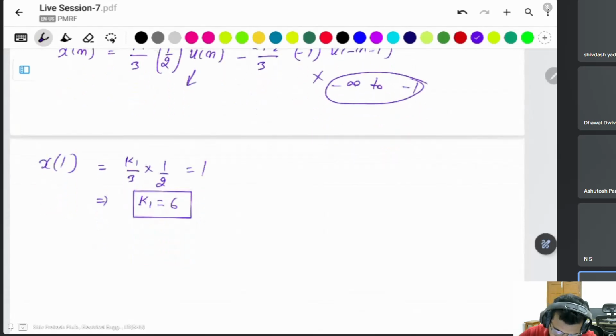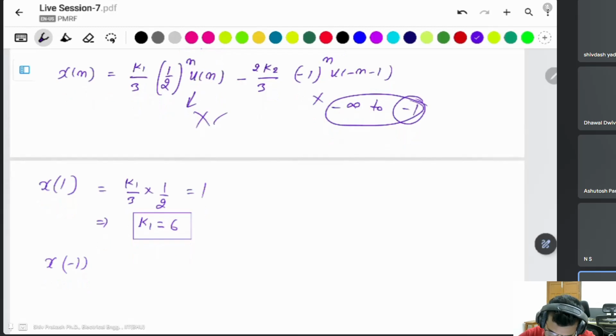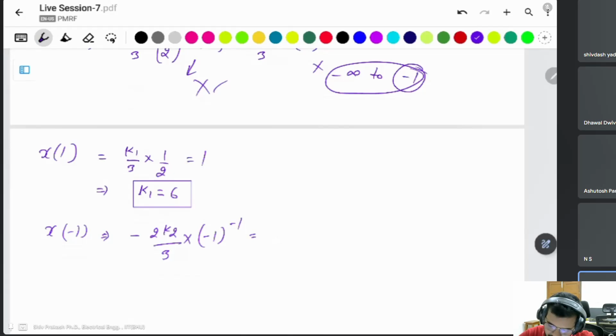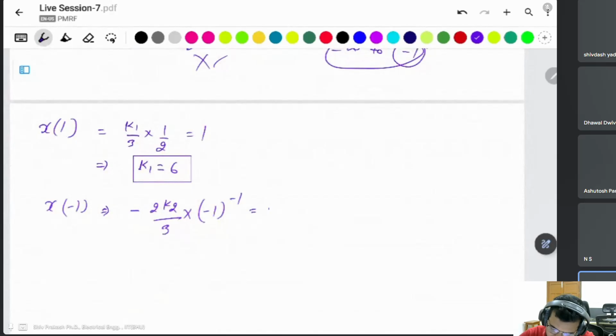Okay. Now x of minus 1. Minus 1 is not included here, there is only minus 1 here. That's why leave this one. For putting n equal to minus 1, this will be minus 2 k2 by 3 into minus 1 to the power of minus 1. It will be negative, equal to what is given in the question, minus 1. So this will be minus positive, k2 is equal to 3 by 2.